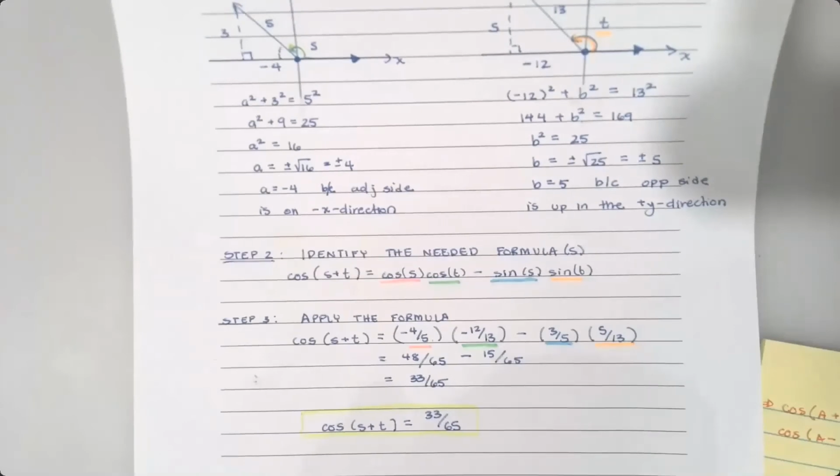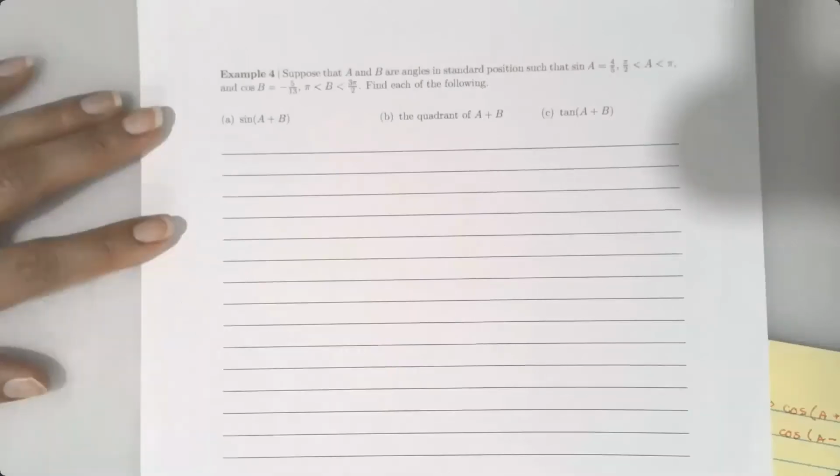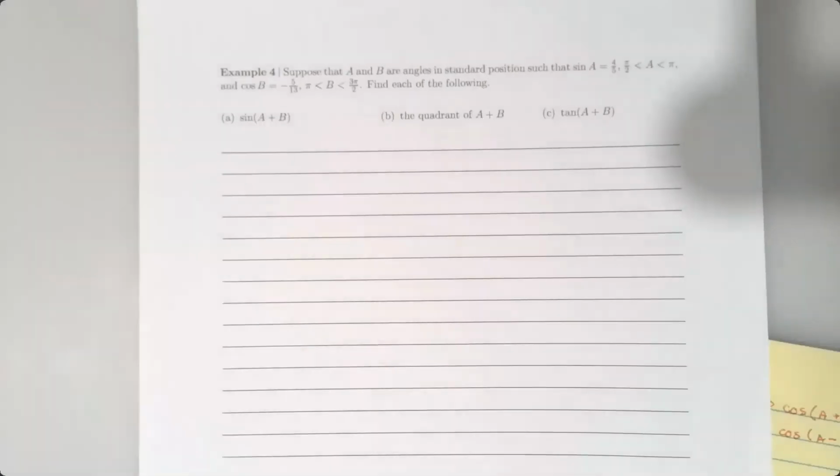Let's take a look at example number 4. It's a similar problem. Suppose that A and B are angles in standard position, such that sine of angle A is 4 over 5, and A is between pi over 2 and pi. Cosine of angle B is negative 5 over 13, and B is between pi and 3 pi over 2. And there are 3 things that we need to find: sine of A plus B, the quadrant of A plus B, and tangent of A plus B.